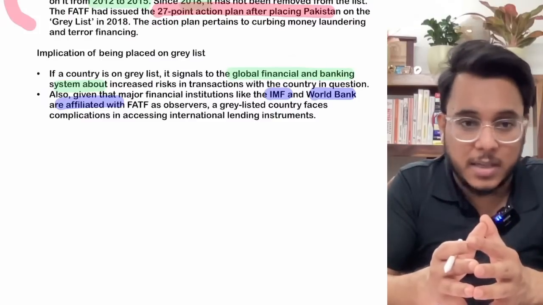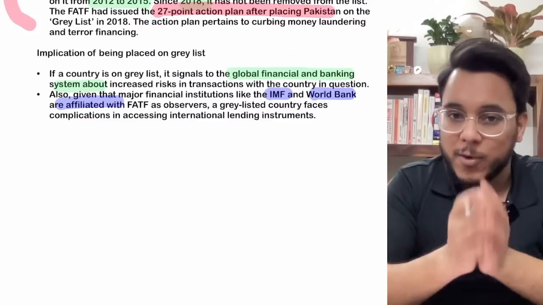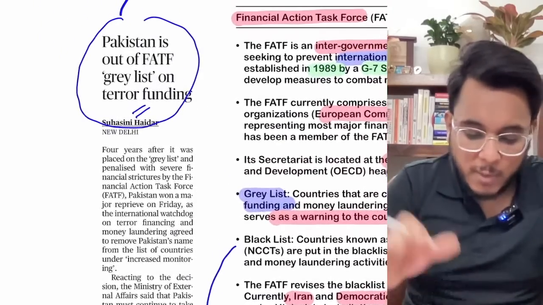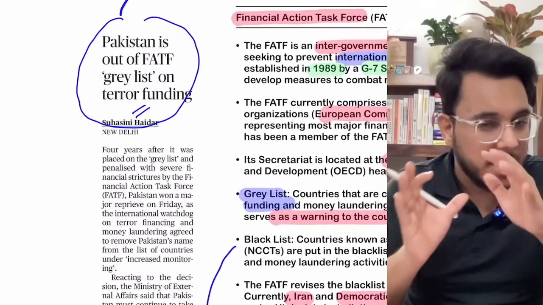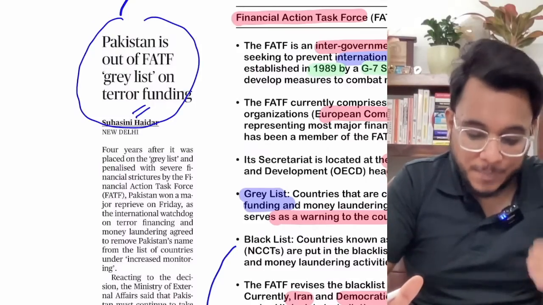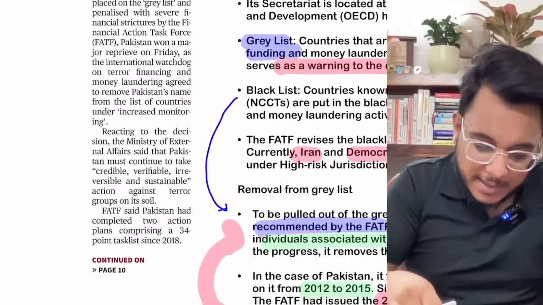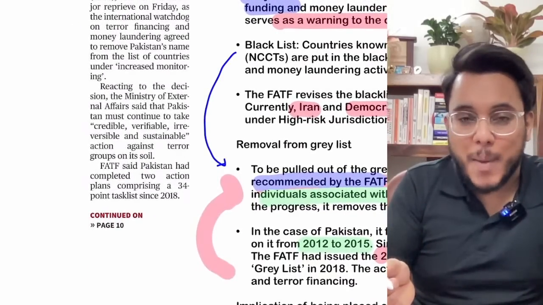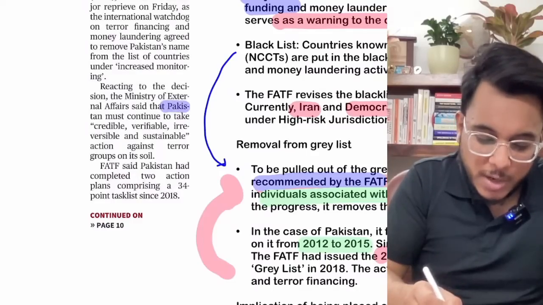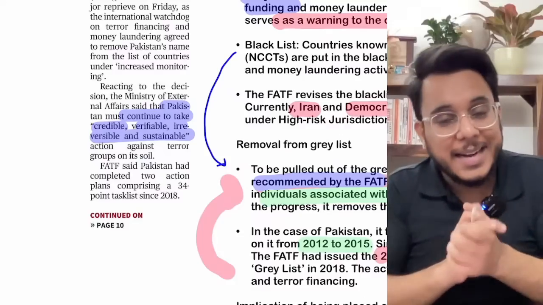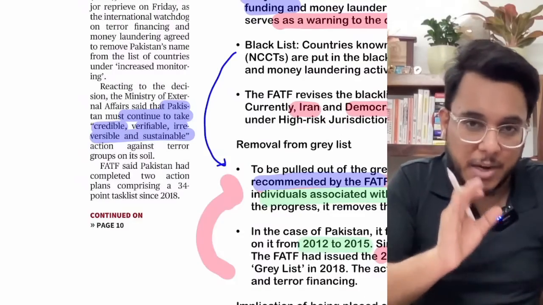And if a blacklisted country is there, then there will be full-fledged sanctions that will come. So now Pakistan has been removed from this particular grey list because it has fulfilled the compliances that have been given since 2018. Now in this direction, India has said that as Pakistan has been removed, Pakistan should continue to take credible, verifiable, irreversible and sustainable actions against the terrorist groups.